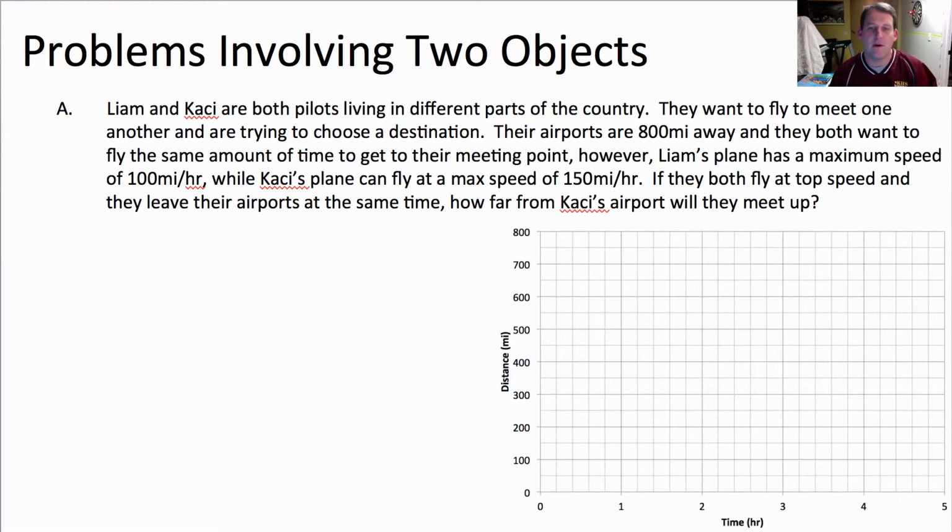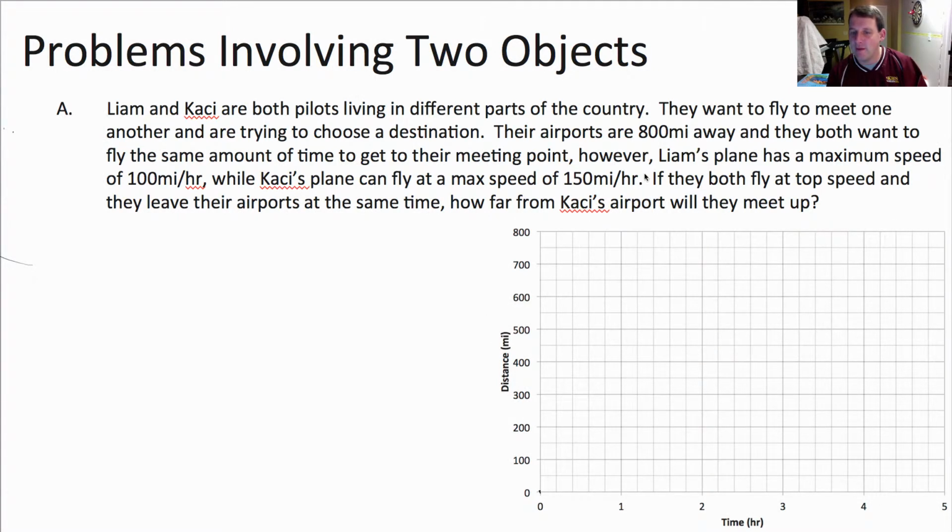So here we have a problem with two airplanes flying towards each other. Their two friends are going to meet up somewhere in the middle between their airports. Their airports are 800 miles away. One of the airplanes can fly at 100 miles per hour. The other can fly at 150 miles per hour. The question is, if they leave the airports at the same time, where will they meet up in the middle? So they can choose an airport to land at and say hi to each other.